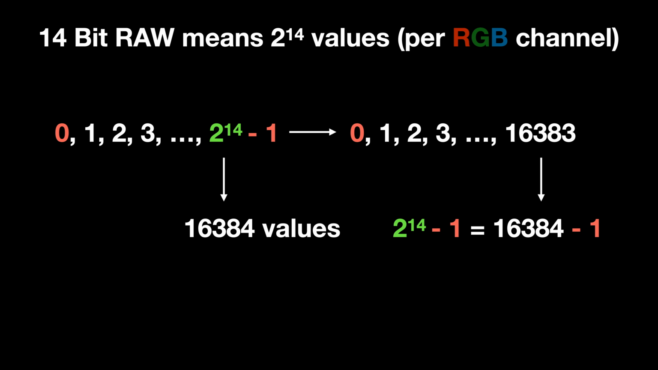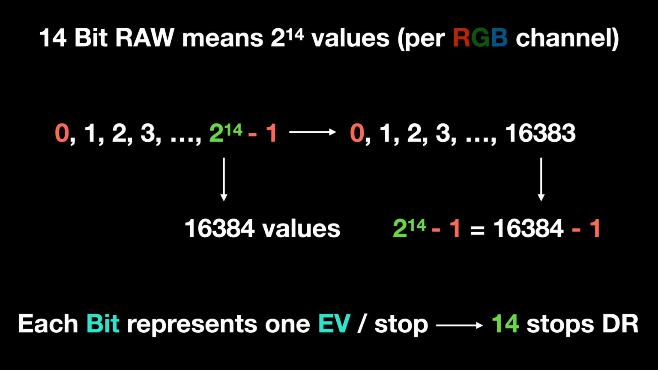So that means we have 16,384 values, but since in the binary system the 0 is counting, we have actually numbers 0, 1, 2, 3, and so on, up to 16,383, which is 2 to the power of 14 minus 1. In a simplified way, we could say that each of that 14 bits represents 1 EV or 1 stop. And that in turn means 14 stops of dynamic range.